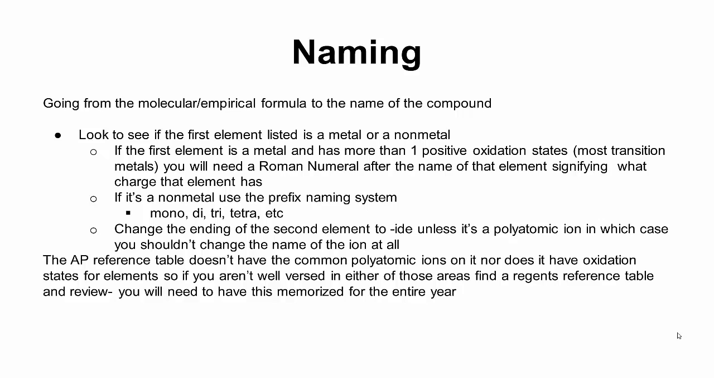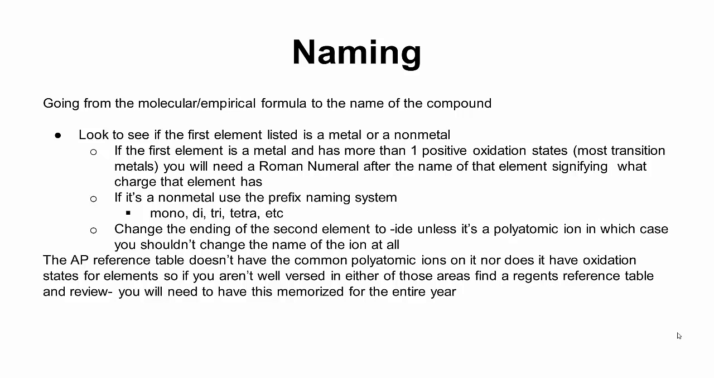Naming. Naming compounds and going from the molecular formulas to the name of a compound is an important tool that you're going to need all year in AP Chemistry. This slide is going to be a general outline going from the molecular or empirical formula to the name of the compound. Your first step is going to be to look and see if the first element listed is a metal or a nonmetal.